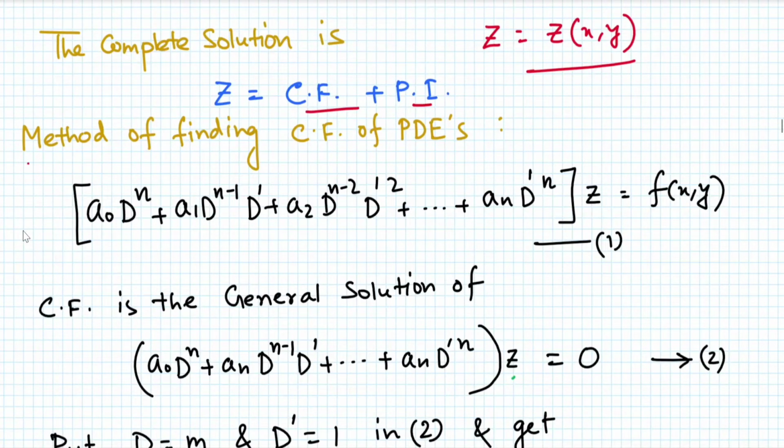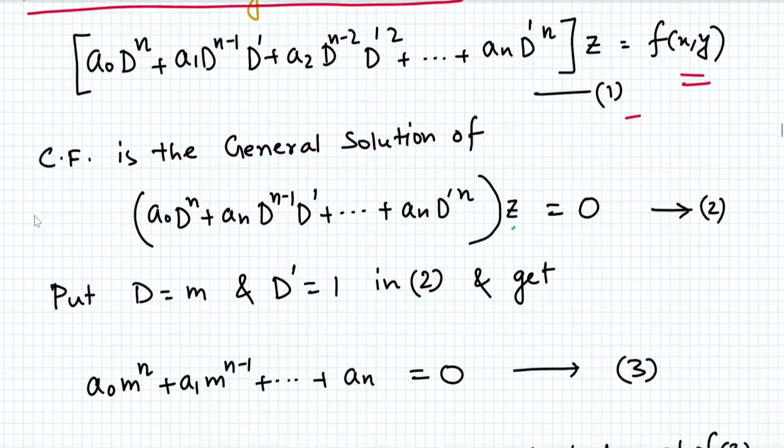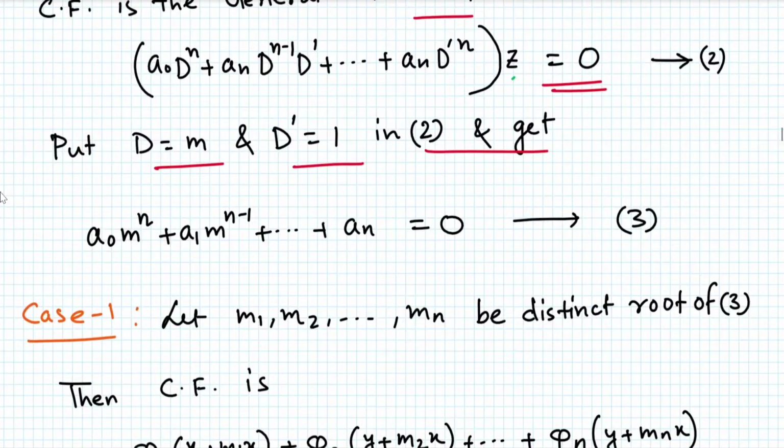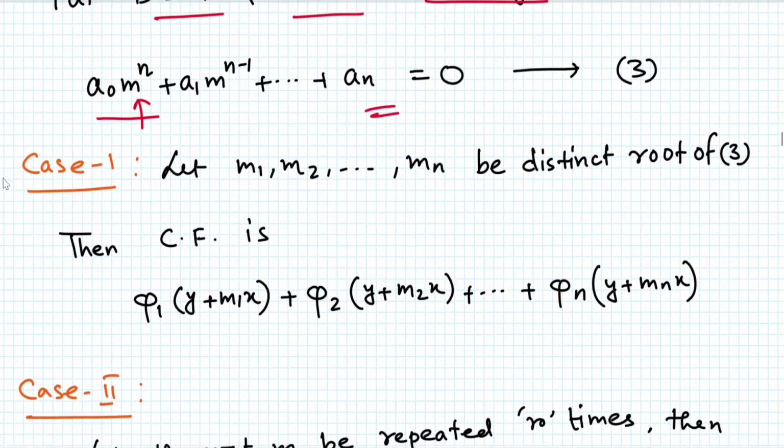Now, the method of finding the complementary function of the PDE. The equation is φ(D, D')z = f(x,y), and the CF is the general solution of the right side taken as 0, that is the homogeneous equation. Then we put D = m and D' = 1 in the equation to get a0 m^n + a1 m^(n-1) + ... This is an nth degree equation in m, so we find its n roots.